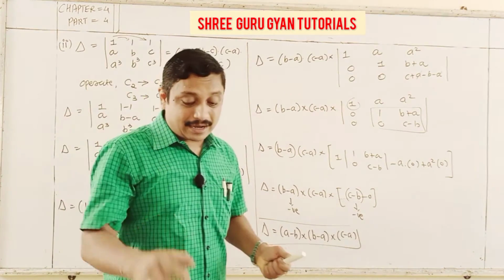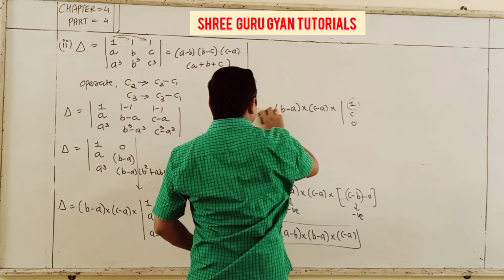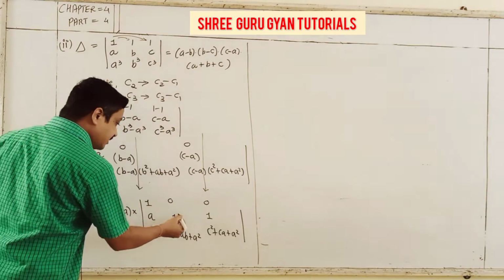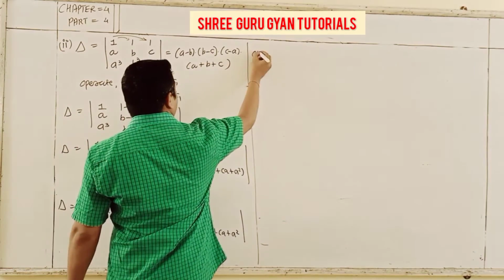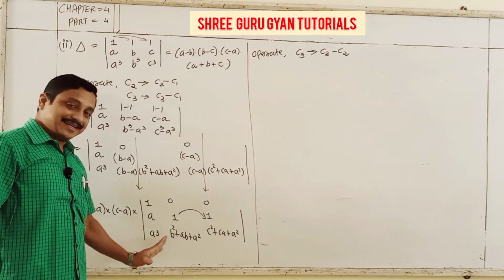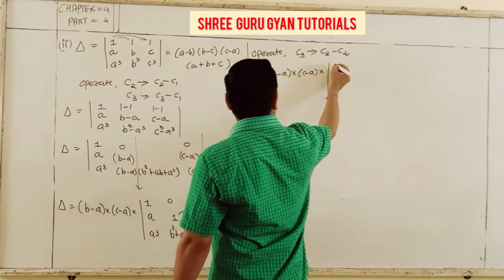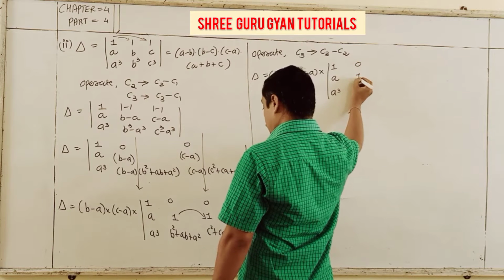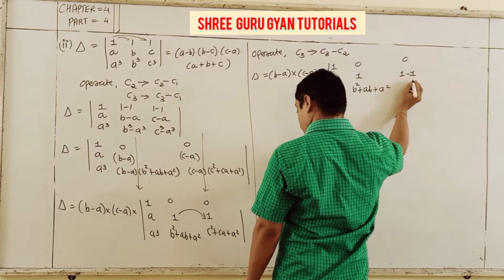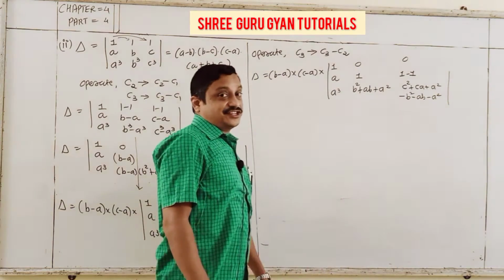Now 2 zeros are coming, I want one more zero, it means the third zero, and try to define it, very easy. You just create subtractions, this minus this, definitely zero coming. So I want to operate on the del: third column change, third minus second. So my del value is b minus a, c minus a, here as it is, that should be also same, 0, 1, b square, ab, a square, and here same as 1 minus 1, c square, ca, a square minus b square minus ab, minus a square, and check what's the remaining.